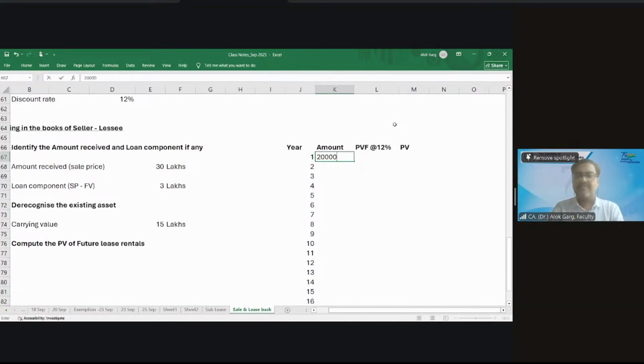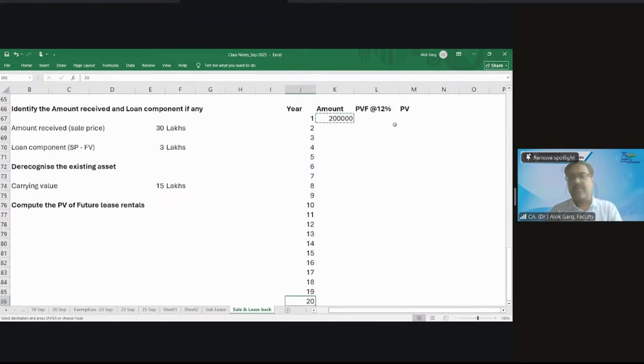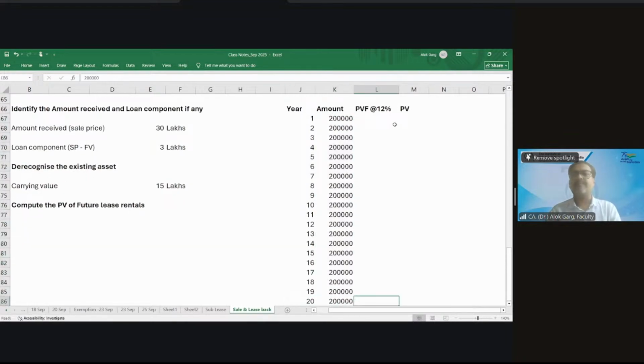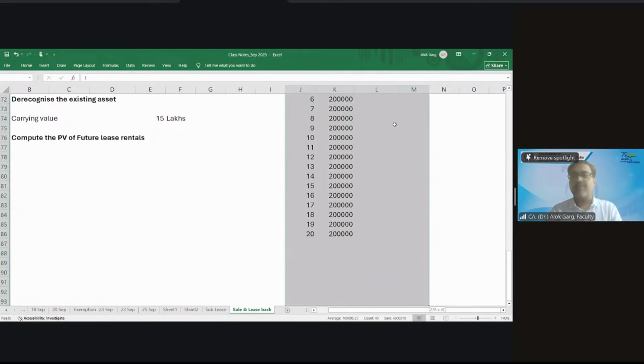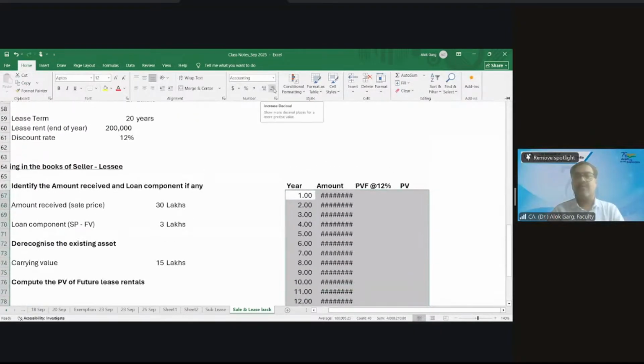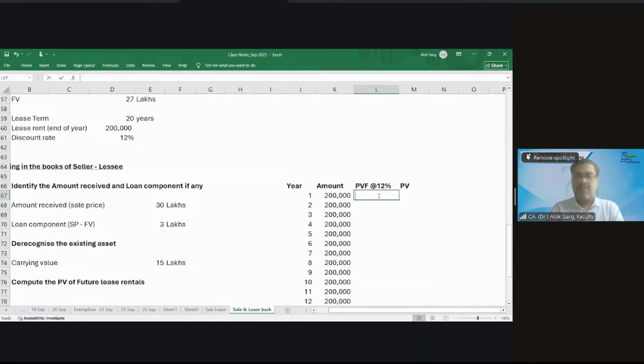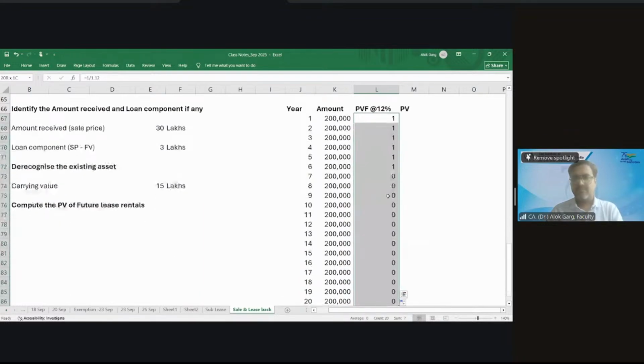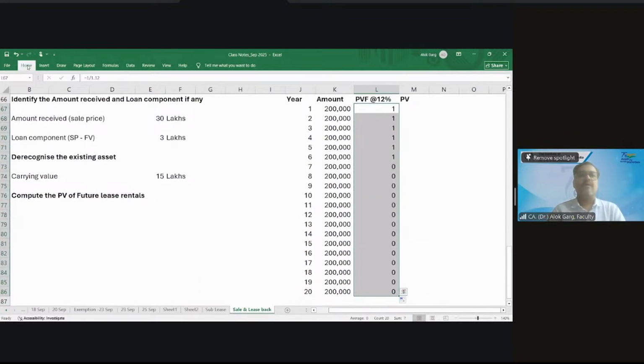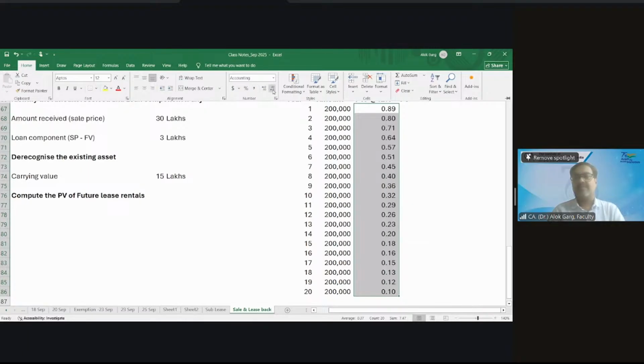What is your amount? 2 lakh. 2 lakh is the lease rental for 20 years. Okay. What is the present value factor? 1 divided by 1.12, equal to 1 divided by 1.12 divided by 1.12, right? Is this right? Round off.